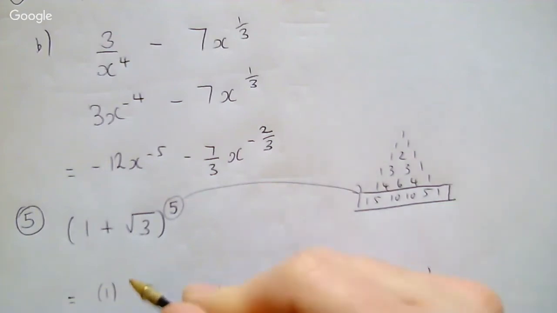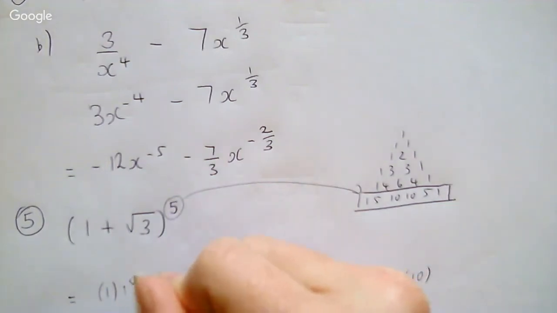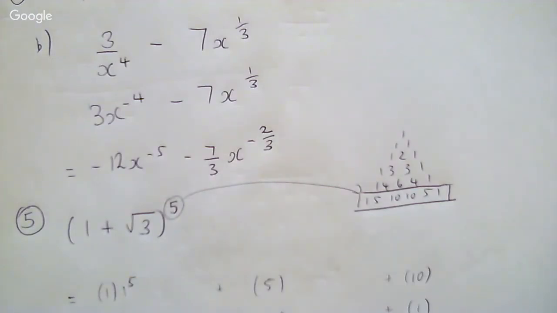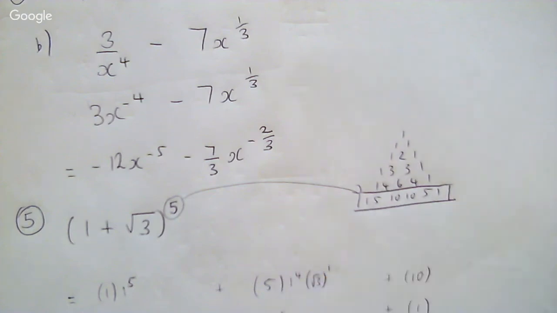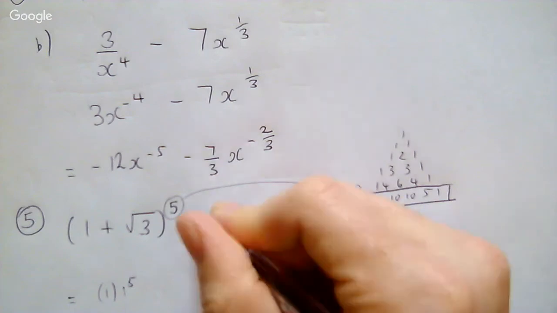Okay, so the first one, I'm going to get 1 to the power of 5, and I'm going to get effectively root 3 to the power of 0. So if it's the power of 0, what's the point of putting it in? It's just going to go to 1, waste of time. The next one is going to be 1 to the power of 4, and then it's going to be root 3 to the power of 1. These two numbers should always add up to that 5.